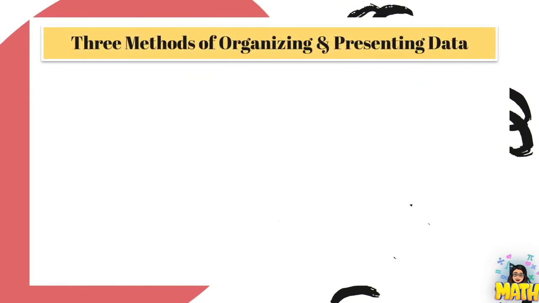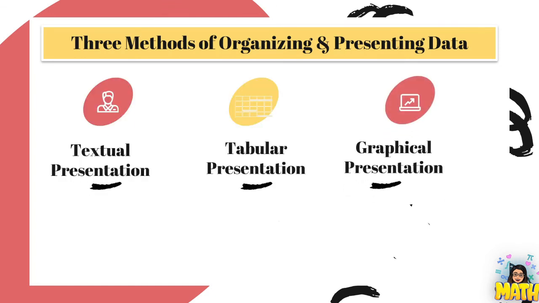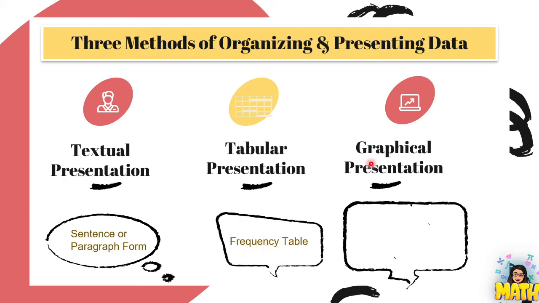Okay? So now let's summarize our lesson. We have discussed the 3 methods of organizing and presenting data. We have textual, tabular, and graphical presentation. For textual presentation, we simply use sentence or paragraph in summarizing our data. For tabular presentation, of course, we use table, and we have discussed the 3 basic types. And the last one is graphical presentation, and that is by using the different kinds of graphs, just like bar graph, line graph, circle or pie graph, histogram, and ogive.